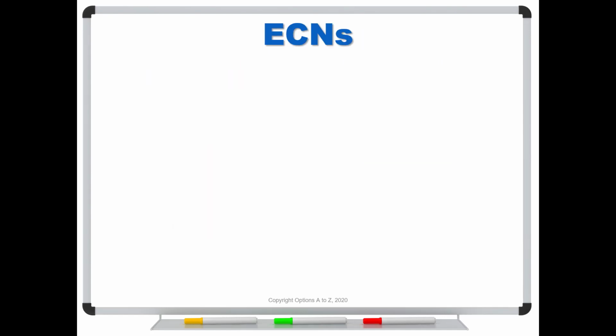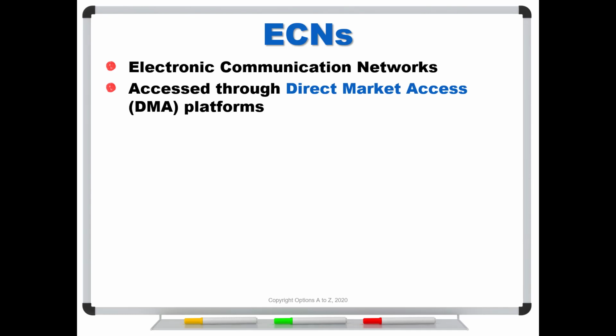So for starters, what are ECNs? Well, these are electronic communication networks. They're just simply links of computerized systems that match buyers and sellers. And you're going to find some platforms out there, some brokers that are called direct market access platforms. And so if you have one of these DMAs, you can tap directly into an ECN and you're just trading amongst other traders. And you're therefore bypassing the brokerage firms and the market makers.